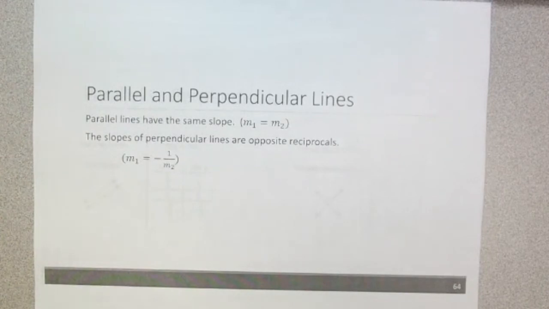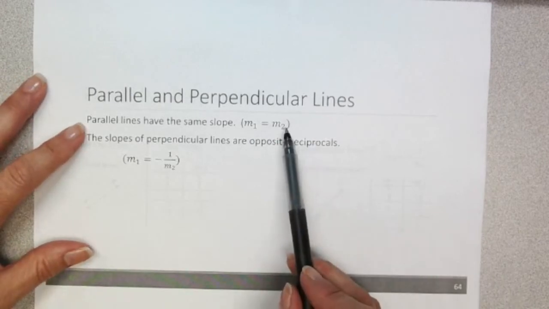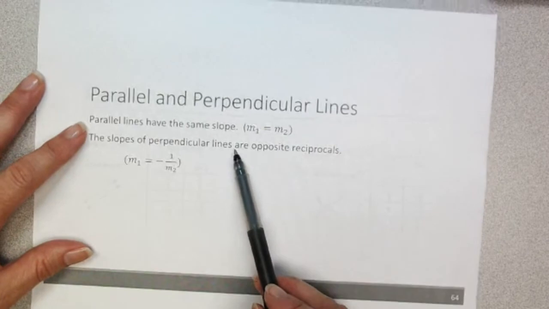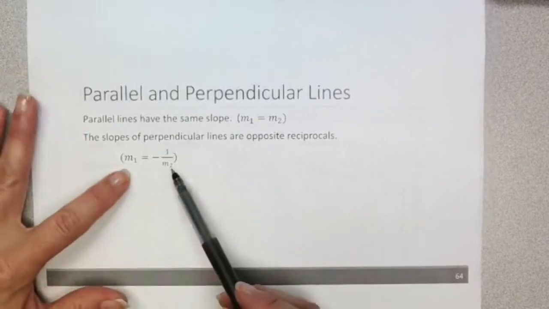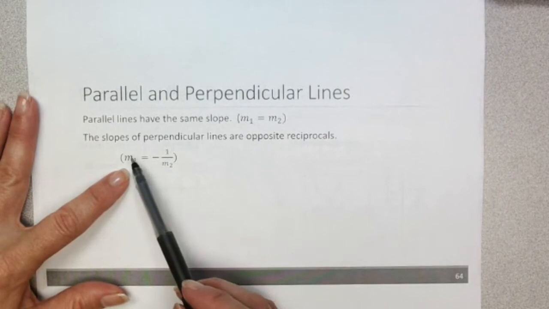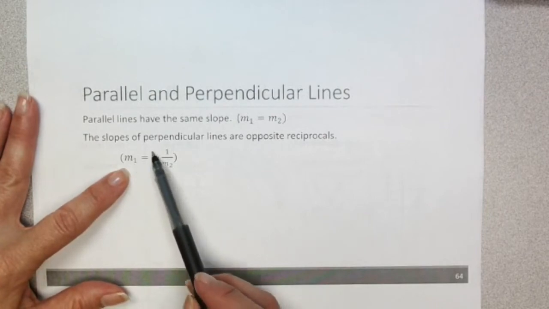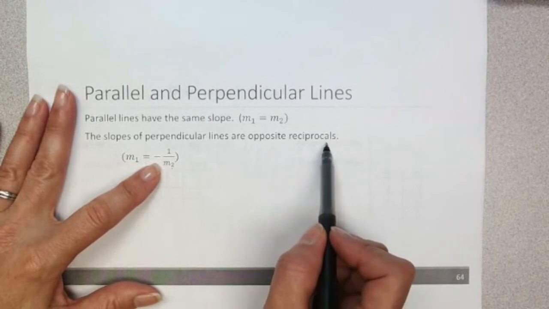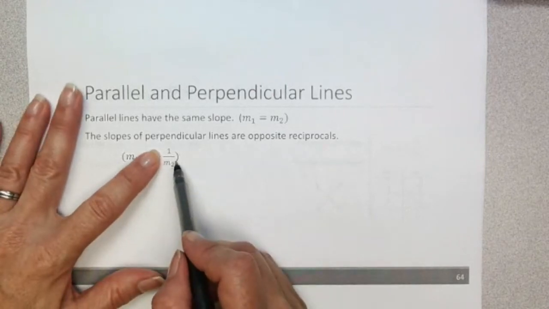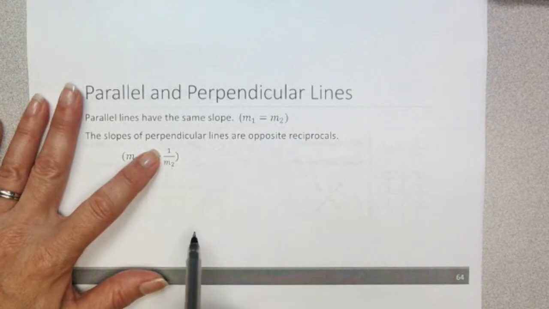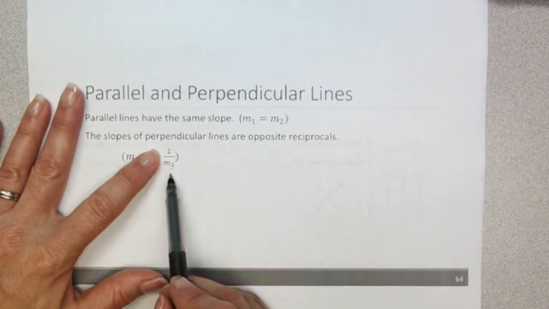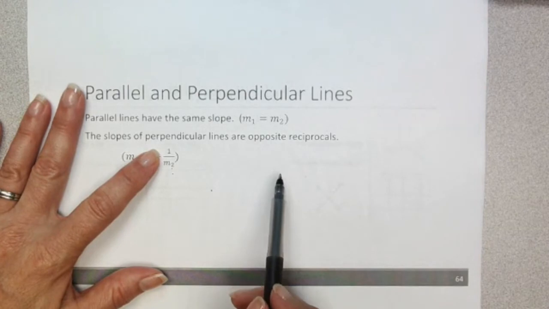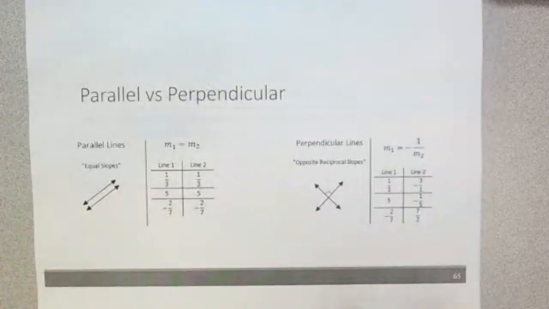All right, let's talk for a minute about parallel and perpendicular lines. They have a special relationship. Parallel lines have the same slope. Perpendicular lines have slopes that are opposite reciprocals. What does that mean, opposite reciprocals? Opposite means they have opposite signs, right? So the slope of line 1 is going to be the negative reciprocal of the slope of line 2. The reciprocal is the number that you multiply something by to get 1. So the reciprocal of m2 would be 1 over m2, because 1 over m2 times m2 is equal to 1. So let's look at this next page.